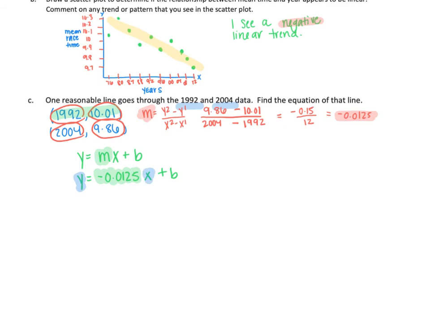So the y variable here is 10.01. Keep my slope. My x variable here was 1992. And I keep my plus b. Okay. From there, I can begin to solve this. The first thing I want to do is this multiplication. 1992 times my slope, which was negative 0.0125. What I get is negative 24.9. I keep everything else the same.